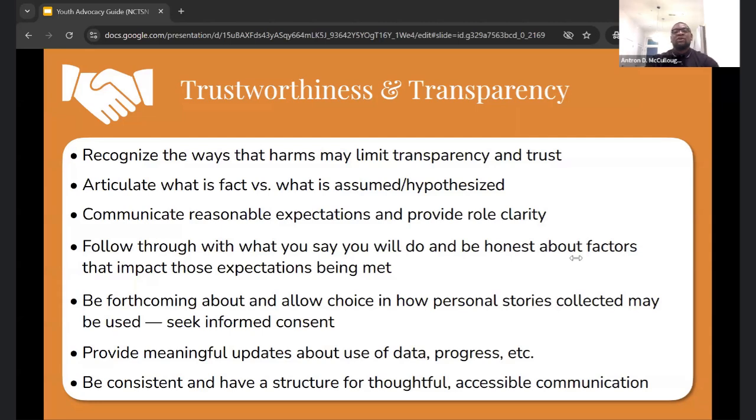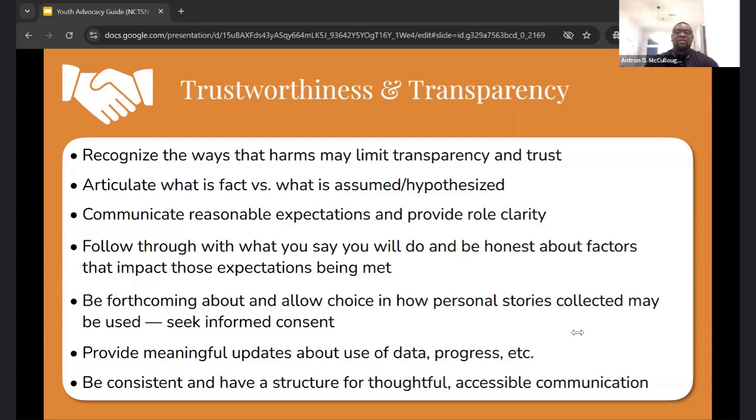It's critical to be forthcoming about and allow choice in how personal stories collected may be used, and seek informed consent about where, why, and how their content will be shared to as much extent as possible. Part of that conversation also may entail discussing the potential impacts that individuals may not think about if you're featuring stories on public websites, since at that point the information is out there and sometimes that can't be controlled. You can also consider integrating choice and safety by having individuals use a pseudonym or just using their first name or removing their identifying factors.